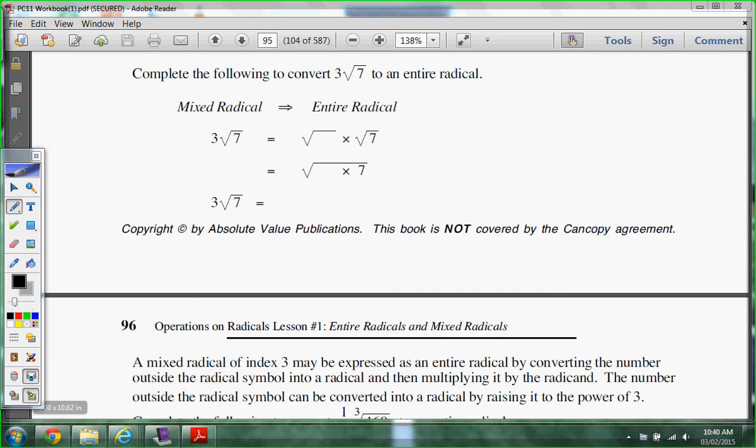Because to take it out, we square root it. To put it in, we square it, right? Because those are opposites. So when we push that 3 back in, it's now a 9. And then, like Melissa says, then we times it to the 7. So we get root 63 is 3 root 7. Okay, that's how you move to entire radicals. It's just going backwards. We're not trying to be too complicated there.